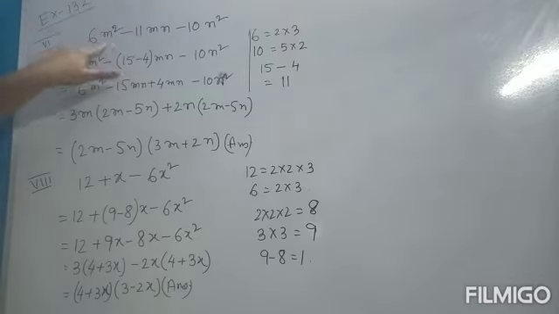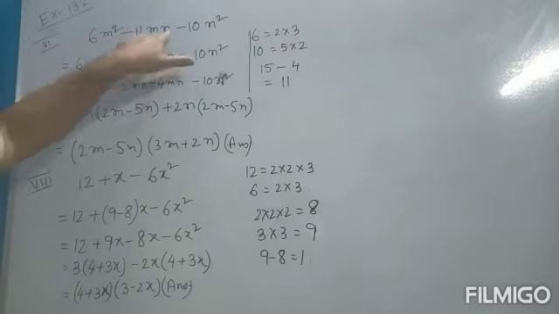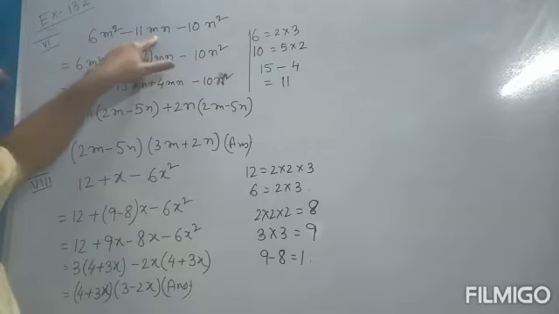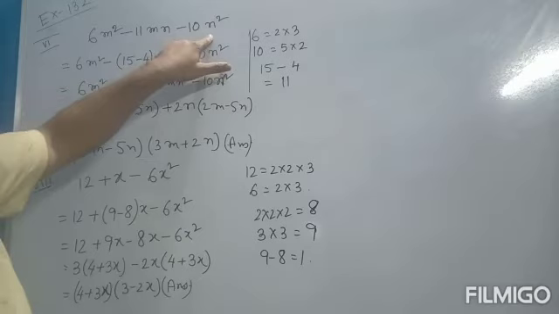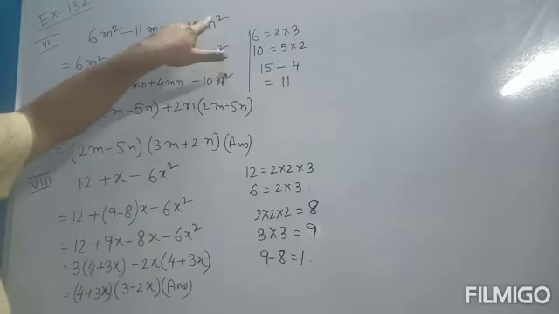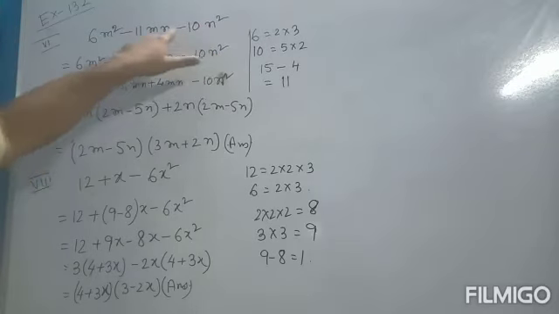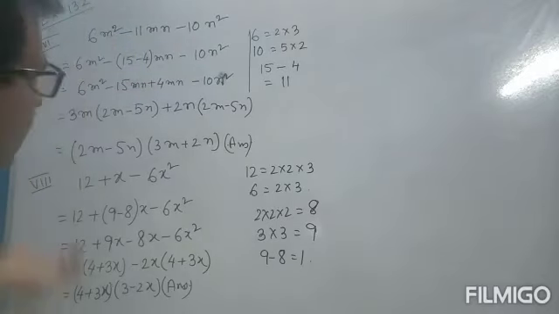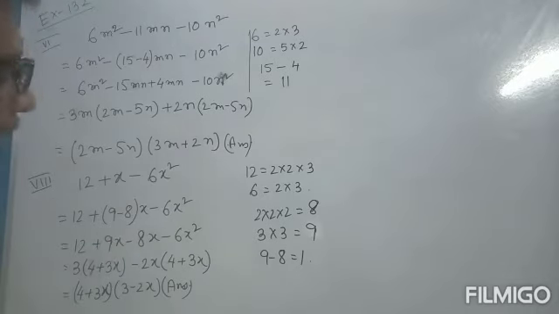It is given 6m square minus 11mn minus 10n square. This is also middle term factorization. How? M square, power is 2, here is m, power is 1. Clear? Here m is absent. Or in another way, if we start from here, this is n square, power of n is 2, and power of n is 1, n is absent here. So in both cases, it is the middle term factorization of two variables m and n.